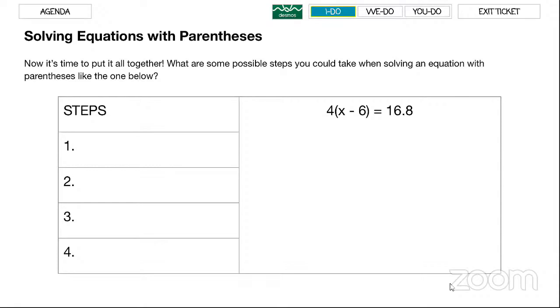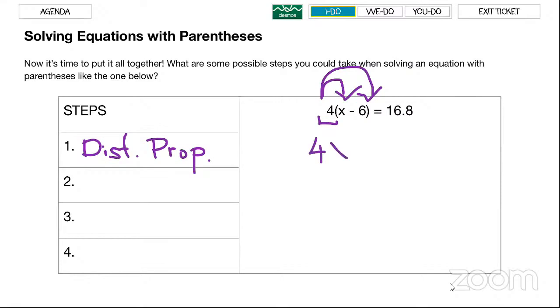So to take care of the parentheses, take a look if there is any number in front of it or at the end. So in my equation, there is a number in front of it. So it's a 4. Look at this. Because of that, you need to apply step number 1, distributive property. So to do this, you need to multiply that number with every single term inside of parentheses. 4 times x, that would become 4x, minus 4 times 6, that would become 24, okay? And it says 16.